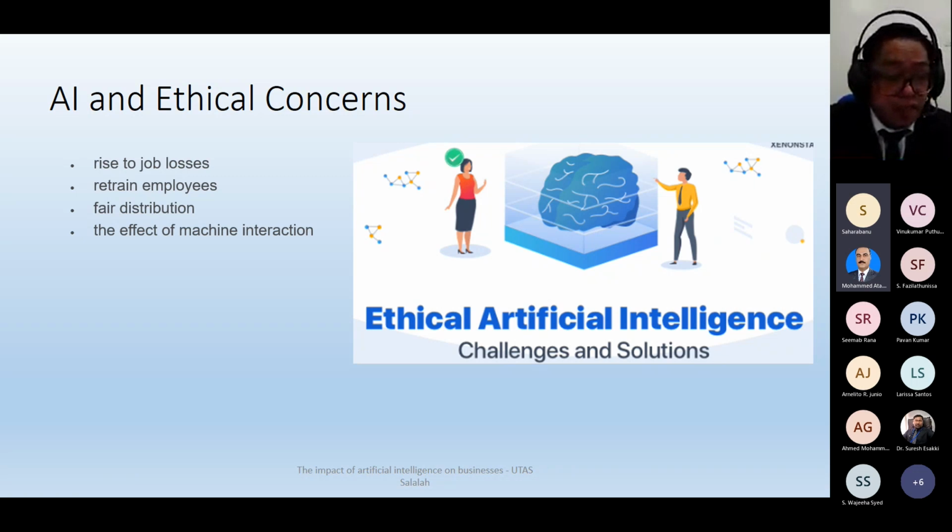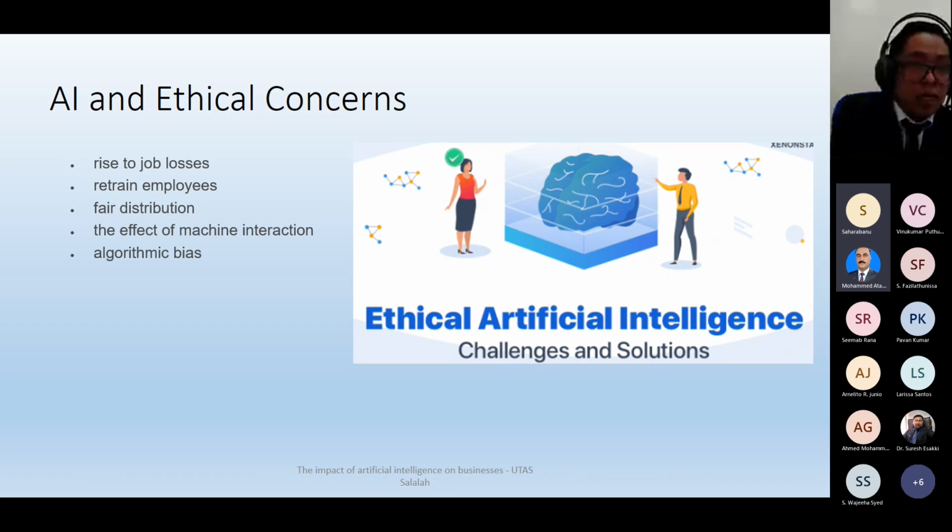The effect of machine interaction on human behavior and even attention. So we can see this is definitely part of the ethical concerns.